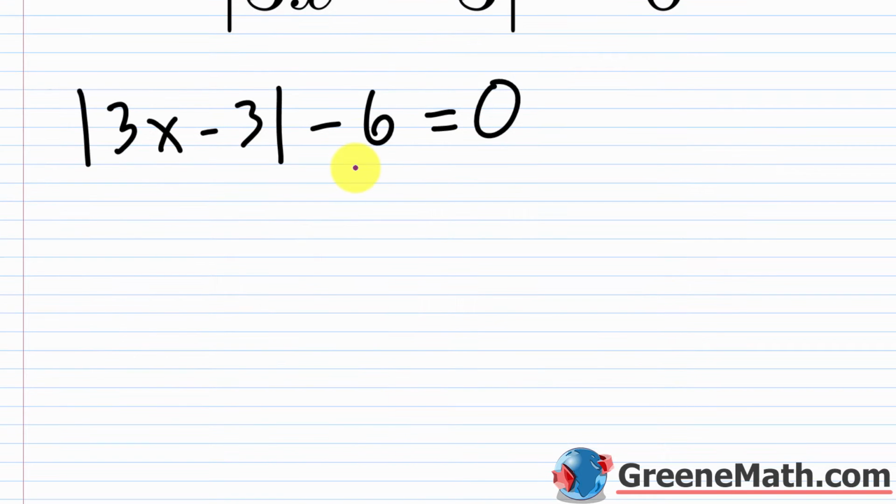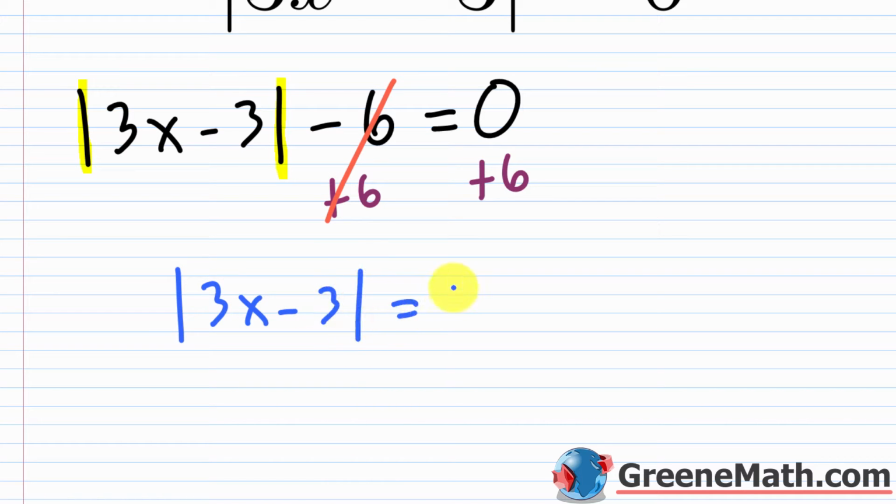Hopefully you remember how to solve a simple absolute value equation. What you want to do is isolate the absolute value operation on one side, and you want to get a single number on the other. So we're going to add 6 to both sides of this equation. We're going to cancel this away. So now you're going to have the absolute value of 3x minus 3 is equal to 6.